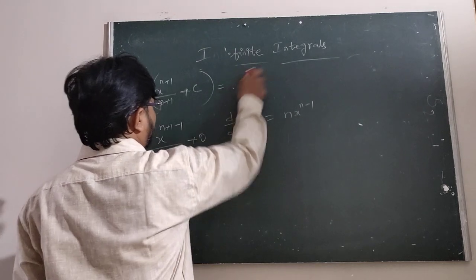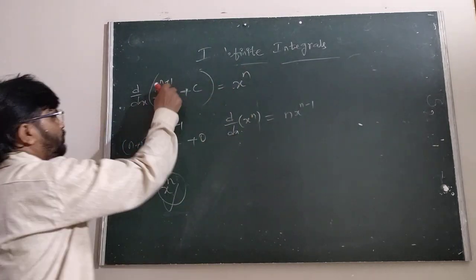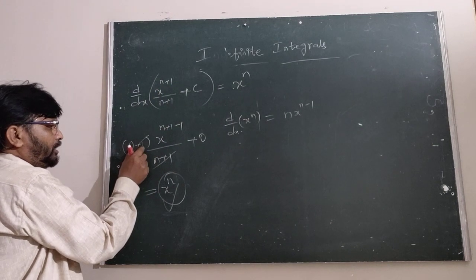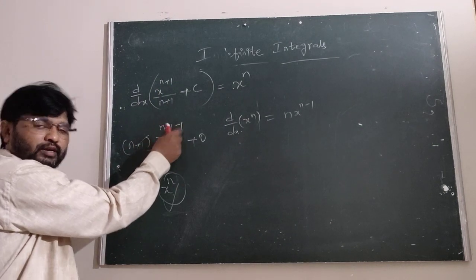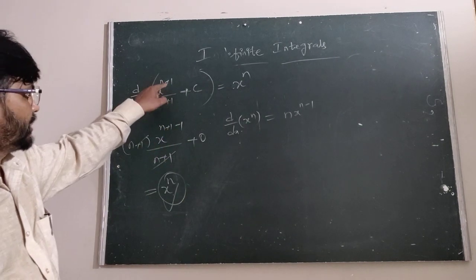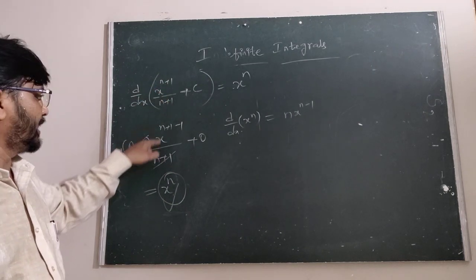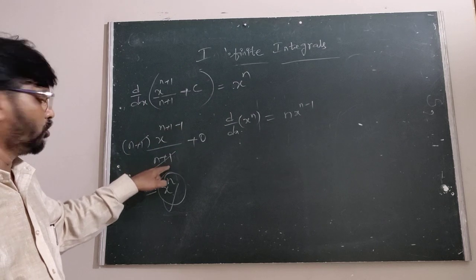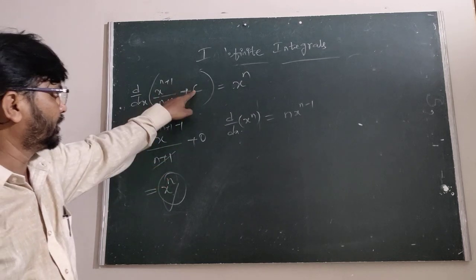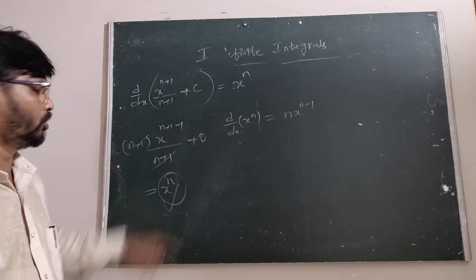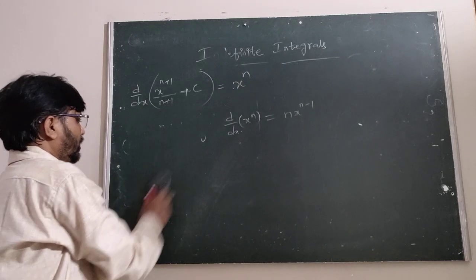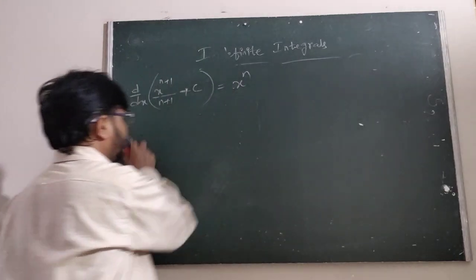Is it clear? The derivative of x power n plus 1 is n plus 1 into x power n plus 1 minus 1. Understand? The derivative of x power n plus 1 is n plus 1 into x power n plus 1 minus 1 whole by n plus 1. But the derivative of the constant is 0. Therefore, after that we can write it.